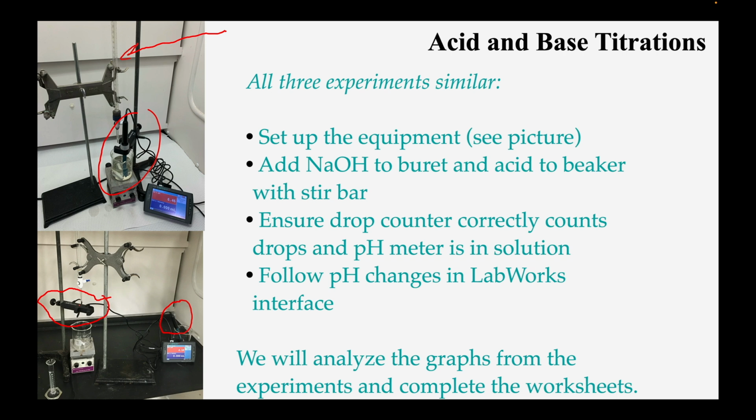It does take a little bit to set up because you have to analyze it just right and make sure you get the right values. Again, you want to find that sweet spot for the drops. You don't want to go too fast because it can't read it, but you don't want to go too slow either. At the end, you can analyze the graphs from your experiments, record stuff on your worksheets, and you'll be good to go. So it's a pretty fun lab once you get everything set up.